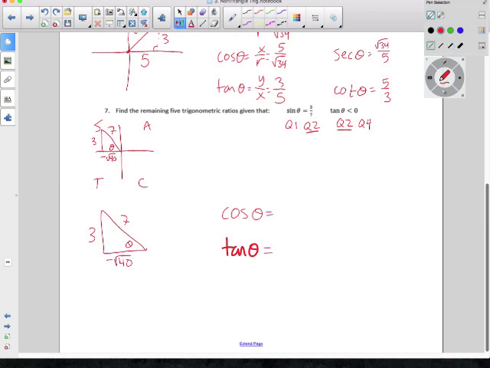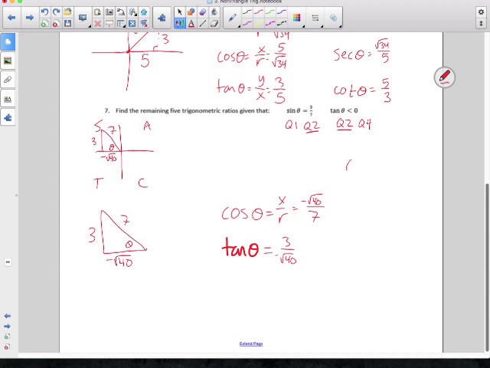Same exact thing that I just did before. Cosine is really x over r. My x value in this case is negative square root of 40, and my r value is 7. Tangent is just going to be y over x. My y value is 3 and my x value is negative square root of 40. Now I can just fill in the rest of them by doing the reciprocal.